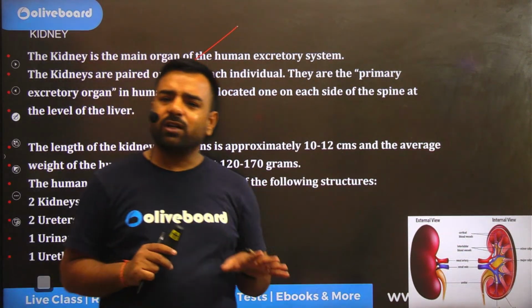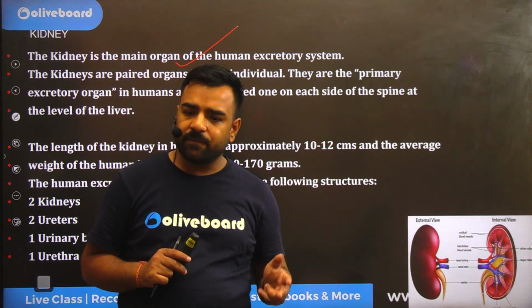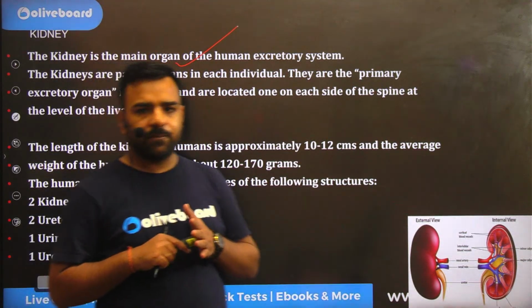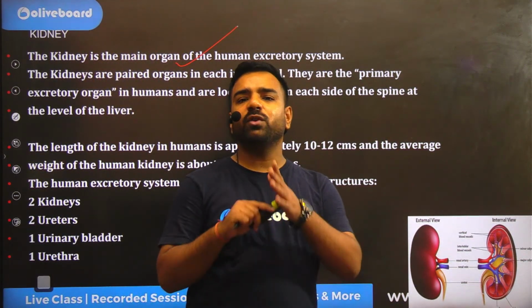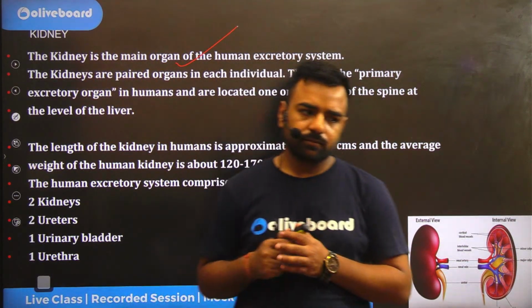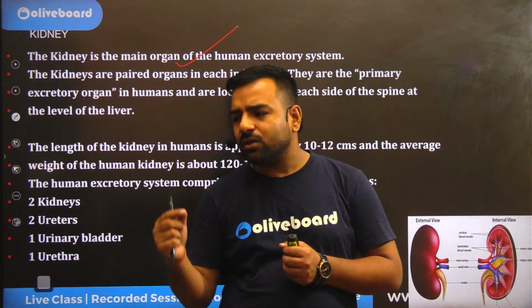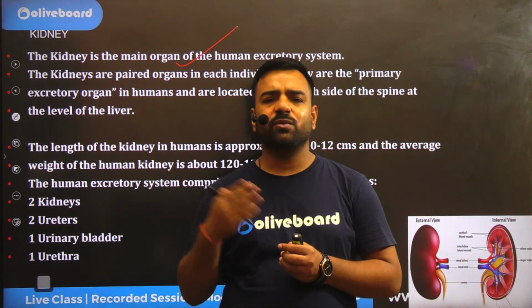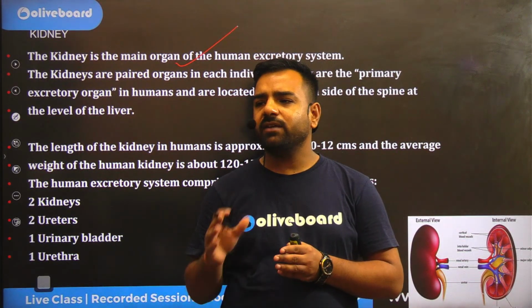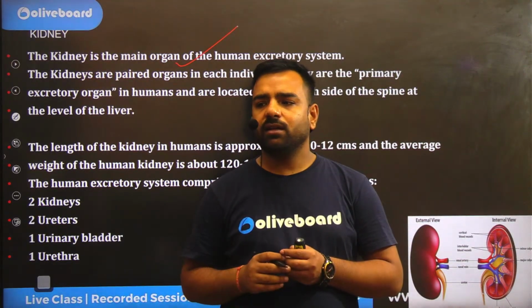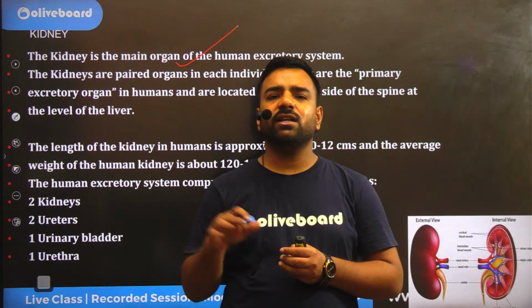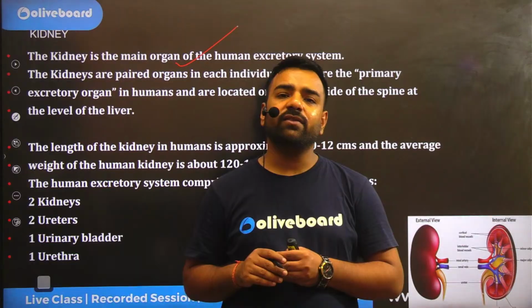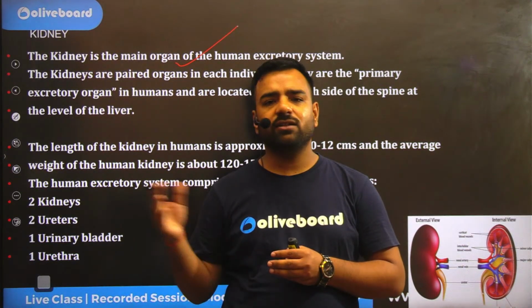So, sir, what if both the kidneys are not working? See, what is the role of the kidney? The kidney helps in the purification of the blood, right? That is the normal process, dialysis, in which blood is purified. But if both your kidneys are not working, you need to go with artificial dialysis, and that's done in the hospital.